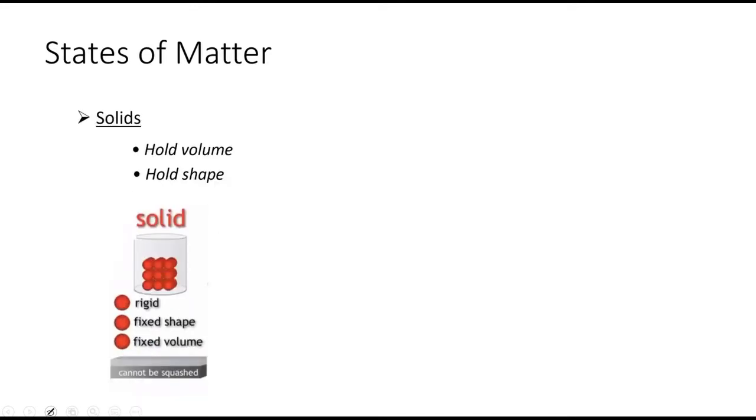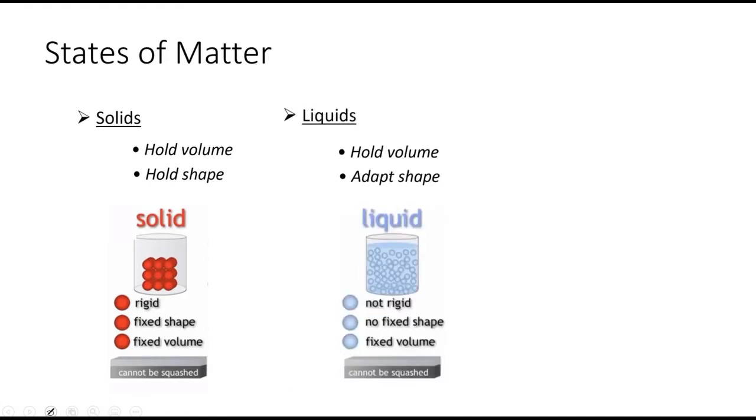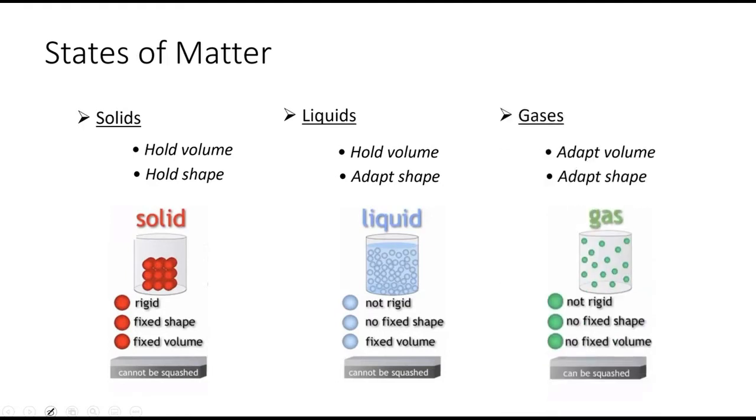Remember, the different states of matter are generally solids, liquids, and gases. So solids, remember, are objects that hold their volume and their shape. They're rigid, they have a fixed shape and a fixed volume. A liquid holds its volume, it has a fixed volume, but it doesn't have a fixed shape. So remember, it can adapt its shape according to the container that it's in. Then we have gases, which adapt both their volume and their shape. So they take both the shape and the volume of the container that they're in.